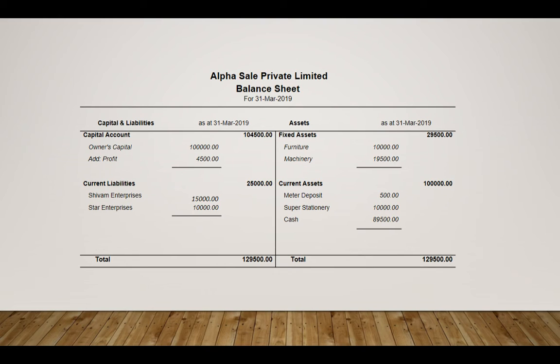This balance sheet contains balances of some ledgers which need to be shown as opening balances in the upcoming financial year. So how do we add this information in Tally?